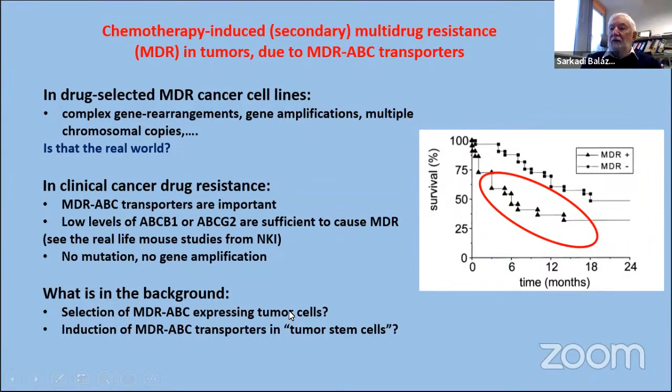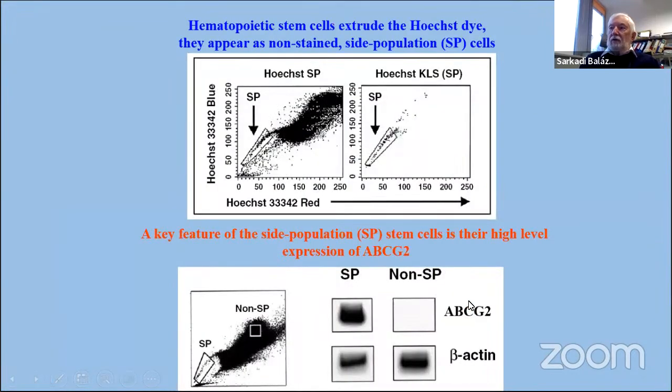Selection of MDR-ABC expressing cells or induction or regulation of these transporters in the tumor stem cells. And this is just a slide showing that if you have in a given cancer MDR positive cells, usually the survival is much less than without the presence of these proteins. So how are they related to stem cells?